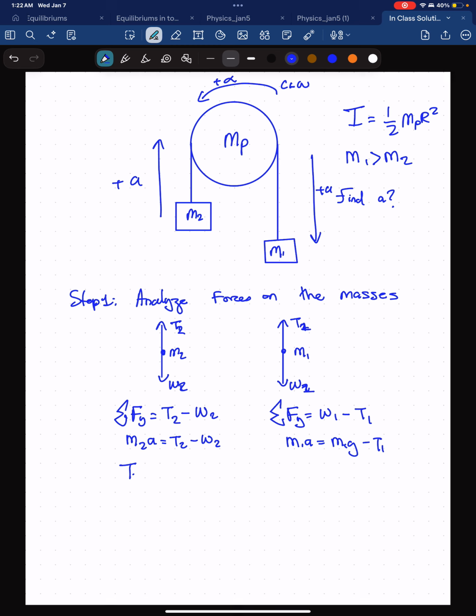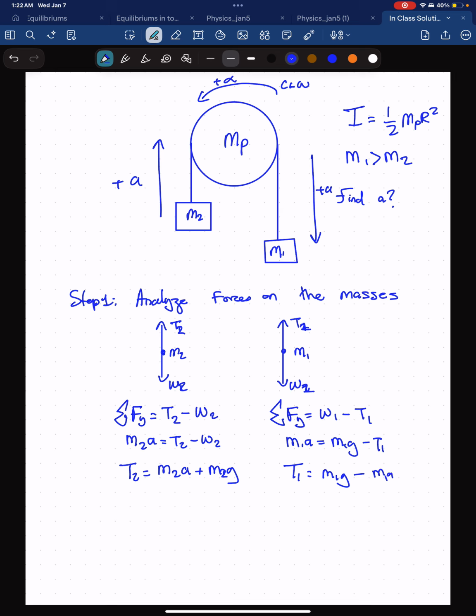So if I look for T2 here, I know T2 is going to be equal to M2a plus M2g, just solving for T2 algebraically, taking the weight, which is equal to mg, across the equal sign. Then T1 is going to be equal to M1g, minus M1a.